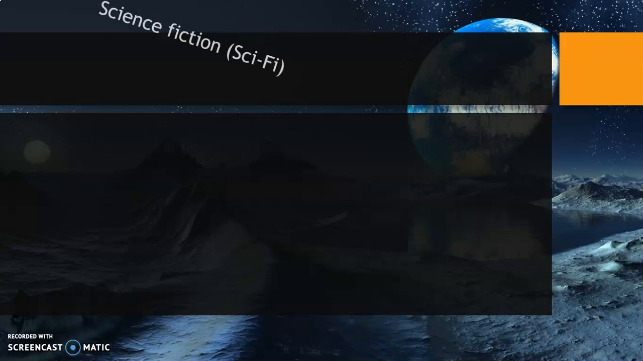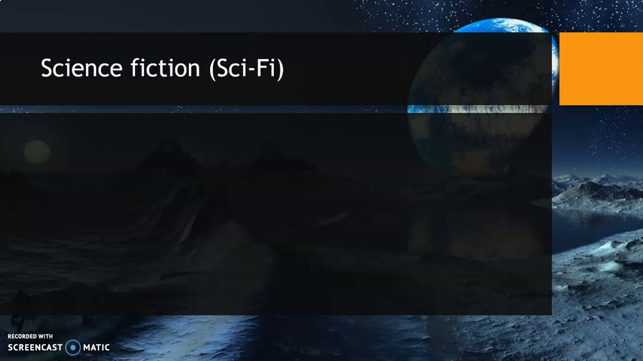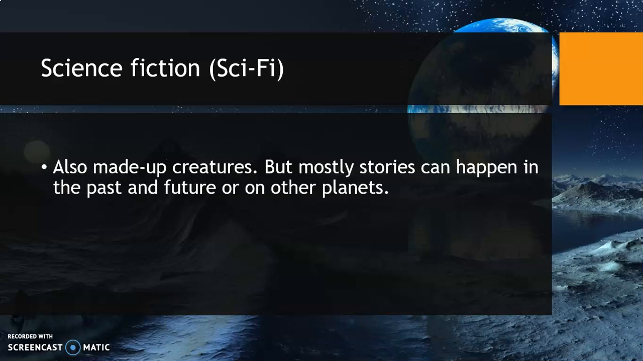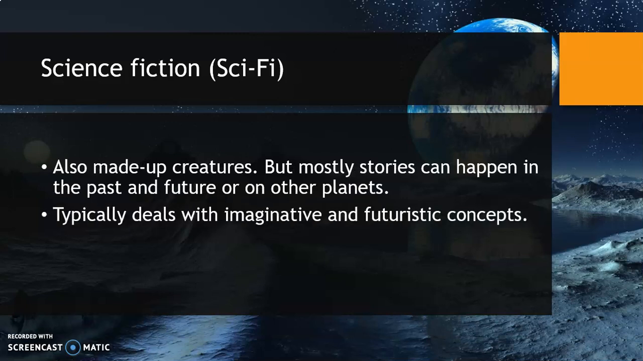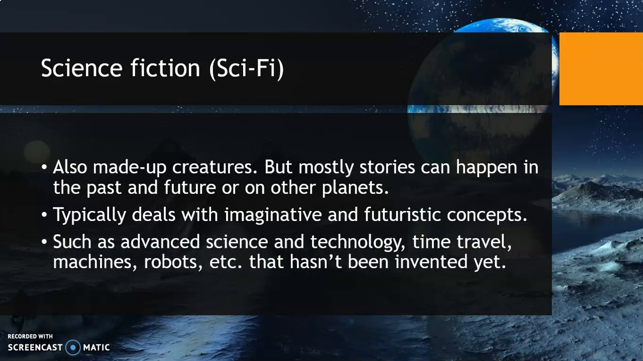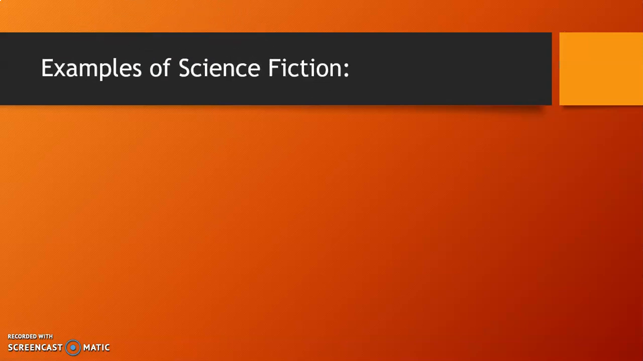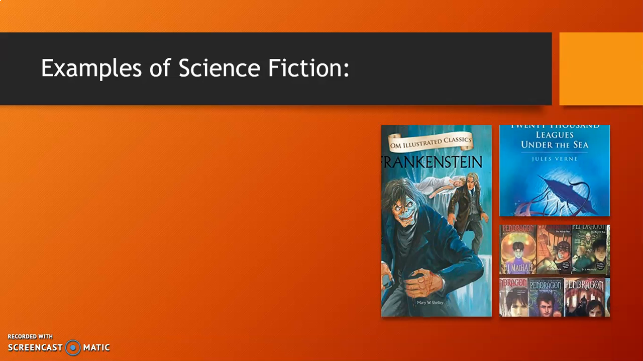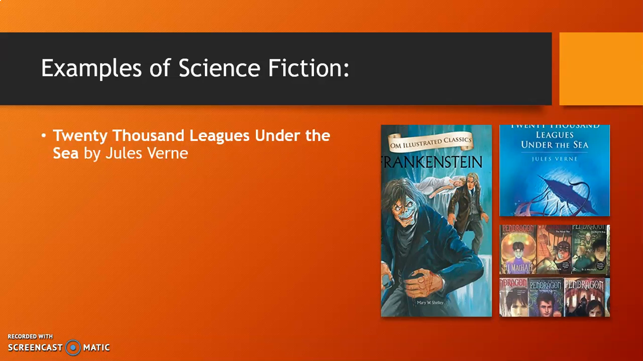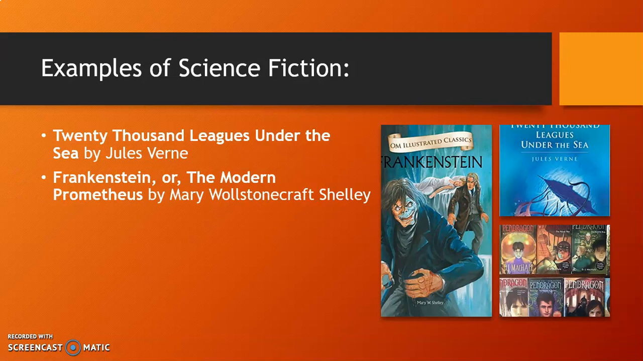Now, there is science fiction, which is also called sci-fi. Science fiction typically deals with imaginative and futuristic concepts such as advanced science and technology, time travel, alien life, machines, robots, etc. that haven't been invented yet. There are some examples of science fiction such as Frankenstein, 20,000 Leagues Under the Sea by Jules Verne, Pendragon series.